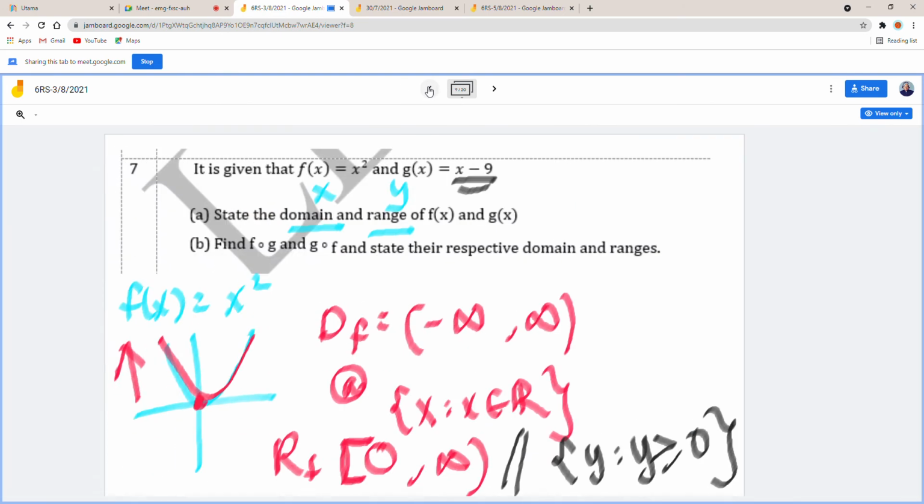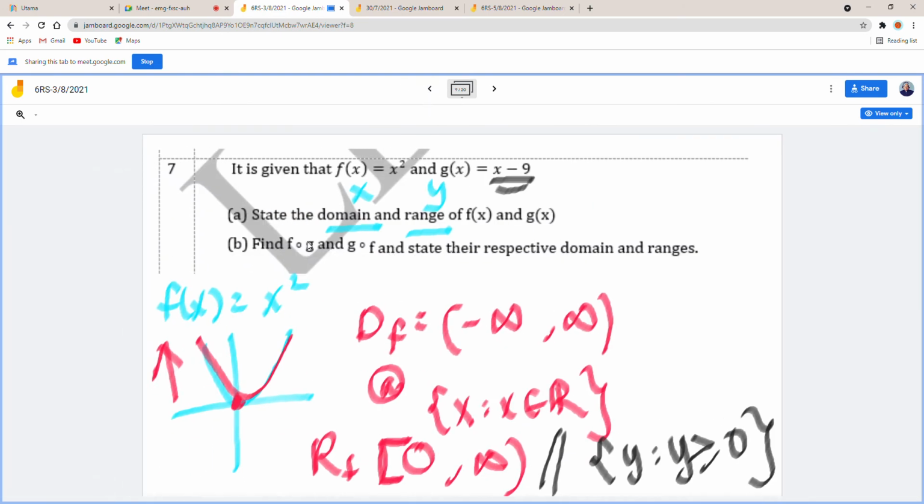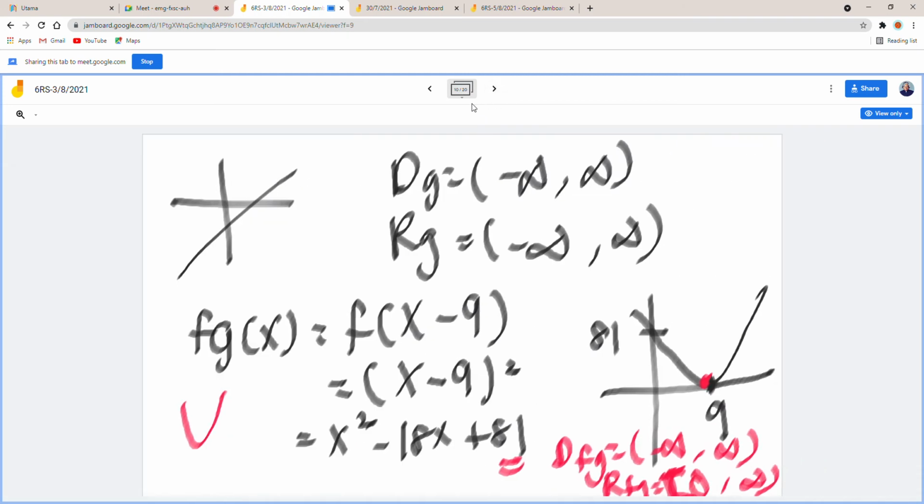Now for the combined one, fgx, you combine it. Yeah, this is what you get if you combine it. I have to draw the graph like this. And this one's domain is negative infinity to infinity, and range is starting from 0 on the y-axis. So 0 to 8.